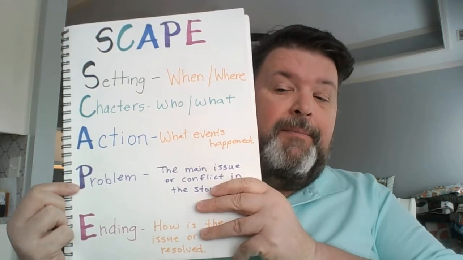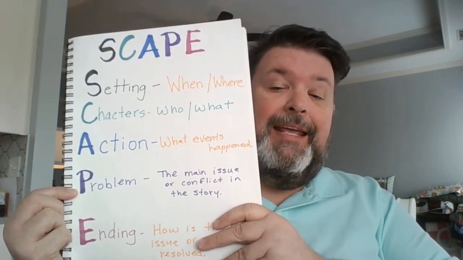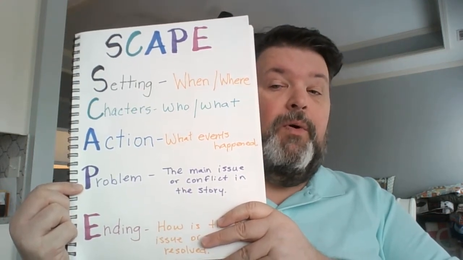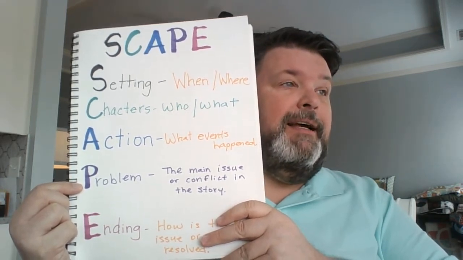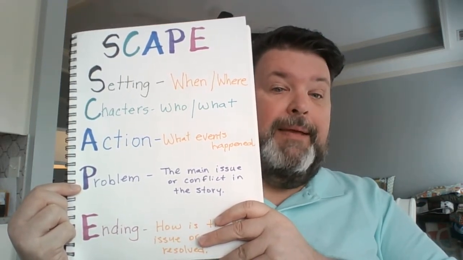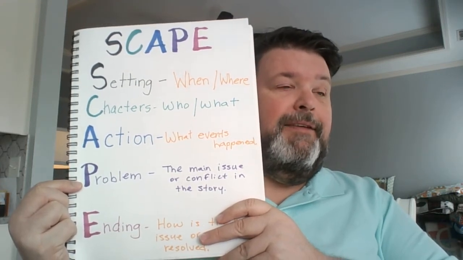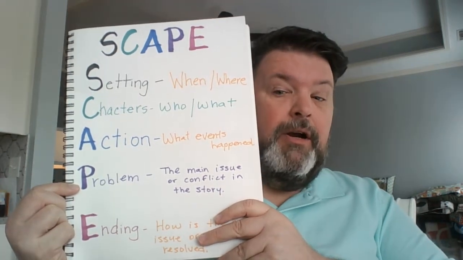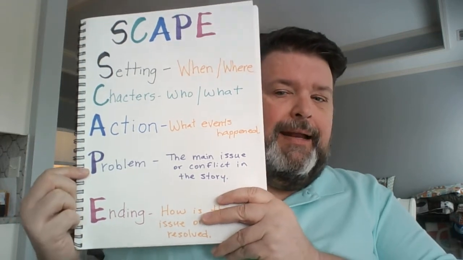P was for problem. The problem is the main issue or the conflict in the story. So maybe our bird's main problem is that she needs food for her babies, and she's trying to collect enough food and take it back for the babies, or maybe there's a cat sneaking up on her. That's the problem. Uh-oh, something scary, something bad.